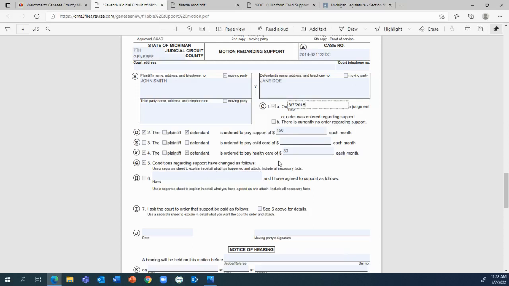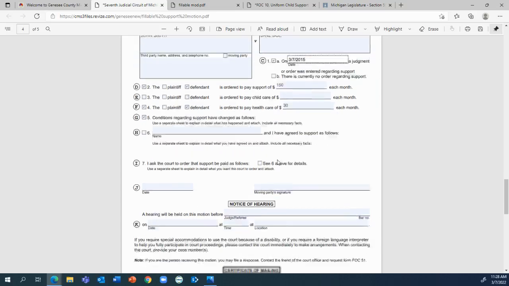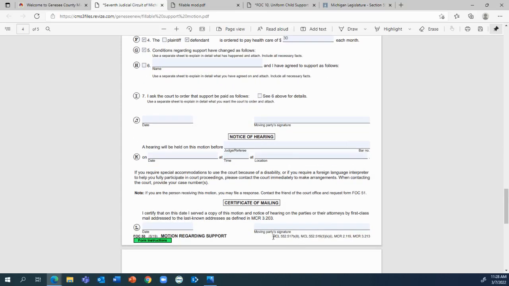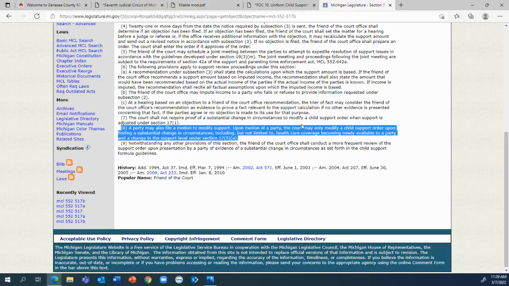If you're not really sure where to look for what information might be relevant, go down here at the bottom. On State Court Administrative Office forms, there are always statutes and court rules at the bottom. So you can go look up these statutes and they will probably help guide you as you fill this out. So for example, for this one, this is the section that was highlighted there at the bottom.